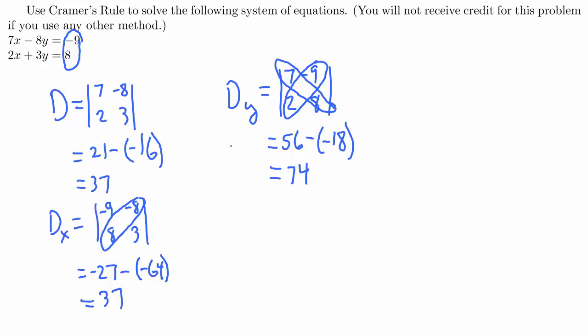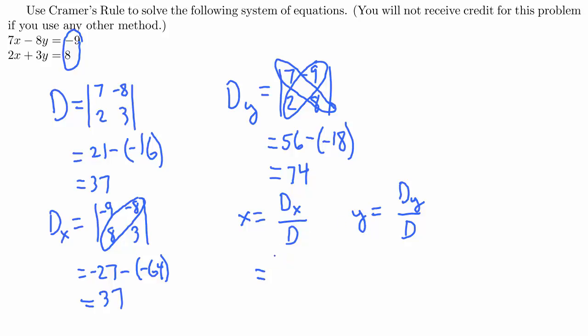There you go. And if there was a z column, I would do a D sub z, and just this time replace the z column with the equal column, and so on and so forth. The only question is now, what are the actual answers? Well, x is simply D sub x divided by D, and y is simply D sub y divided by D. This is why I needed to check to make sure that D was not 0, because if it was, I'd be dividing by 0, which would mean I would need to use a different method.